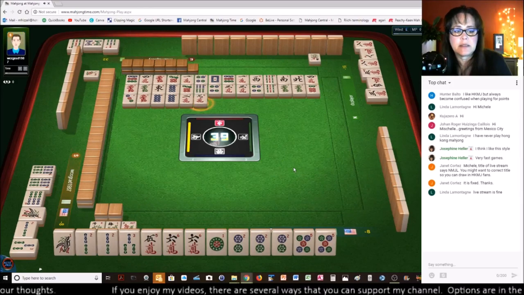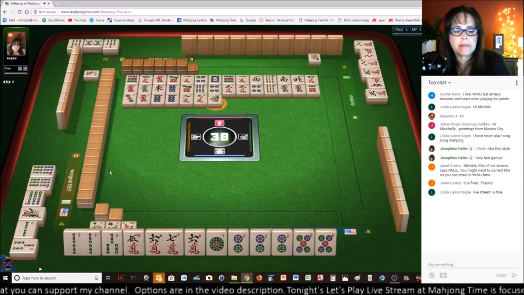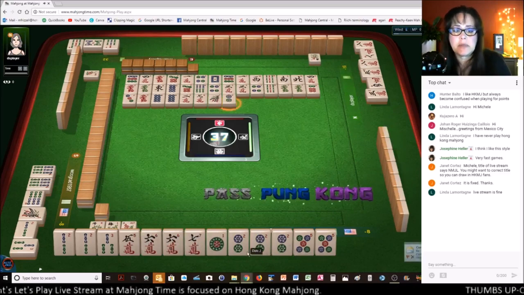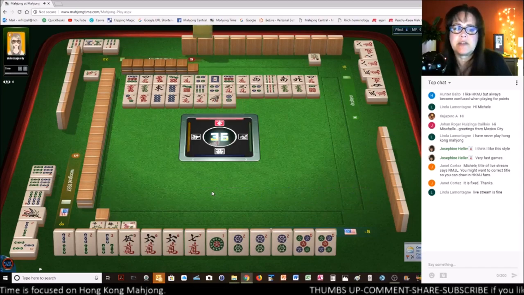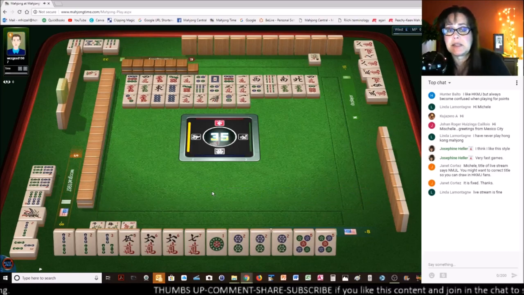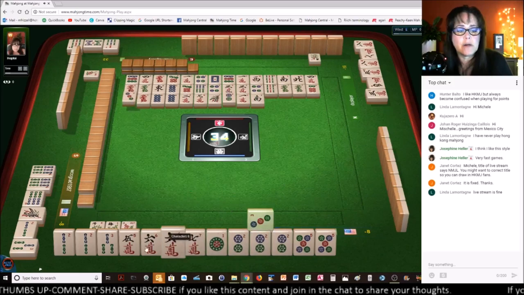9 characters. Okay, let's discard the 1 bam. 1 bamboo. This just kind of makes me feel like there's a chow in there, but you can't be distracted by that. We're much more set up. Okay, I'm not going to take that. There's no real benefit to taking a Kong. It gives the players at the table information for one thing, and there's no benefit to score.